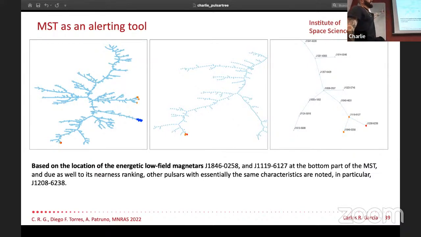Here is another kind of use you can make of the MST. If you use it as an alerting tool, you can consider the close neighbors that you find here, really close to the low magnetic field. You can explore what's going on with the pulsars closest to each other, because maybe it's interesting to see why the MST is capturing these pulsars in this region.